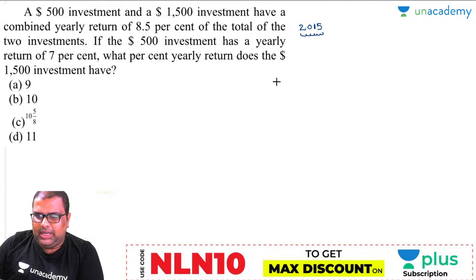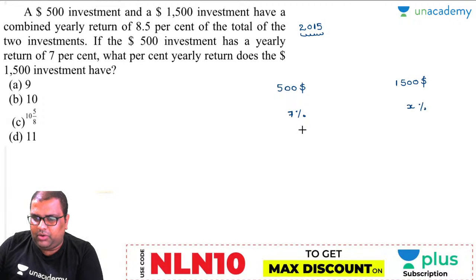A $500 investment and a $1,500 investment have a combined yearly return of 8.5 percent. One investment is $500, one investment is $1,500. Combined, you have an 8.5 percent return of the total. If the $500 investment has a yearly rate of interest of 7 percent, what percentage yearly return does the $1,500 have? This is X, what you have to find out. When you club this together, you know the overall rate of return obtained is 8.5.